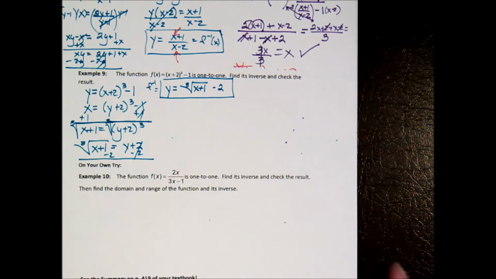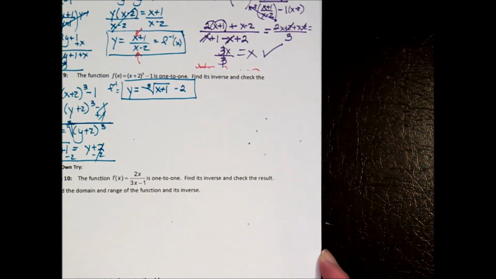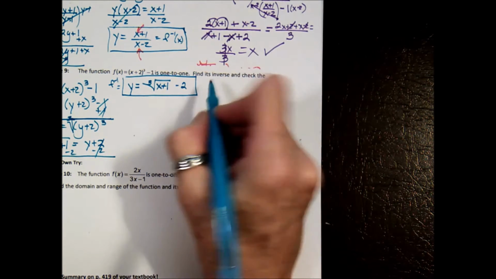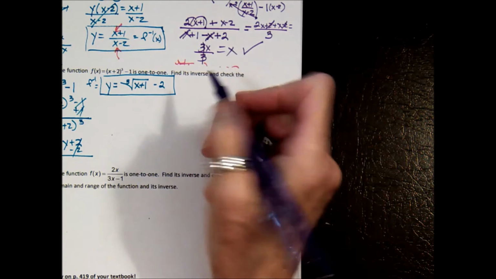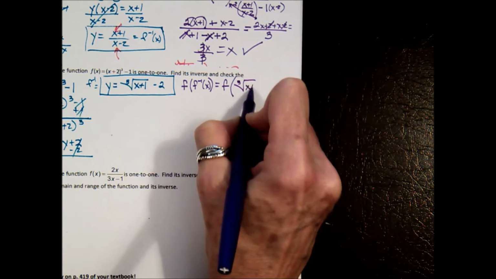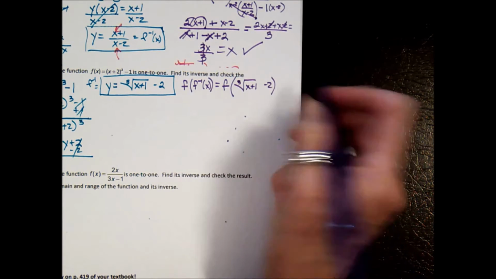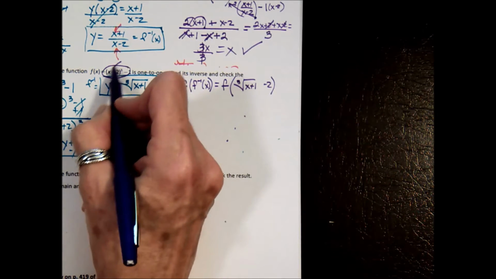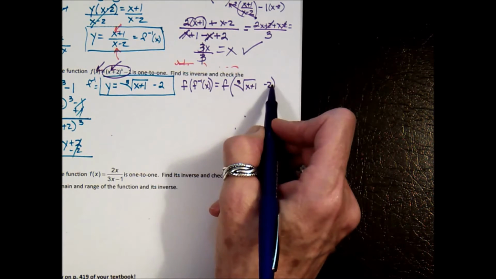Okay, now to check it, I'll do one of them here and then the other one on that other sheet. To check it, I want to do the composite in both directions. So let me use my colors again. So let's use our purple first, and we're going to take f of f inverse of x. So that means f of this, cube root of x plus 1 minus 2. That means I go to my f function, which is this, and everywhere there's an x, I put in this.